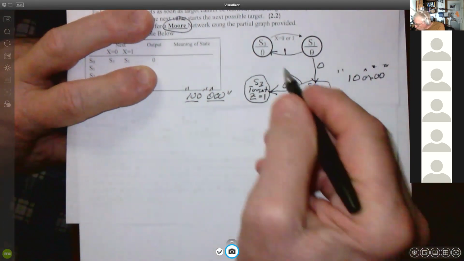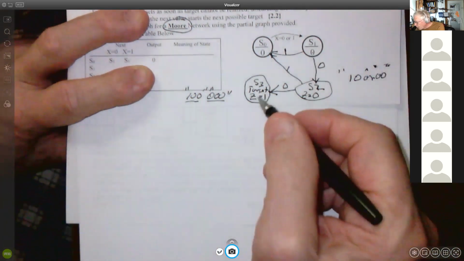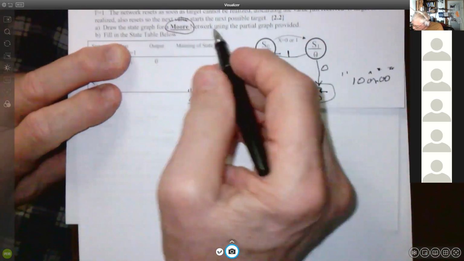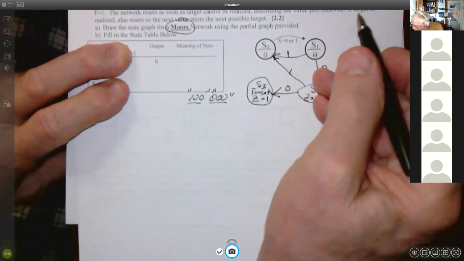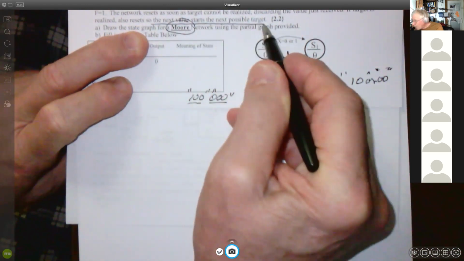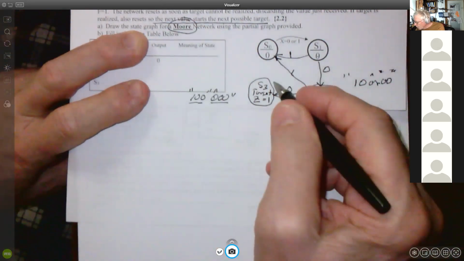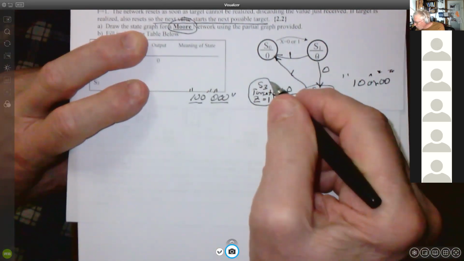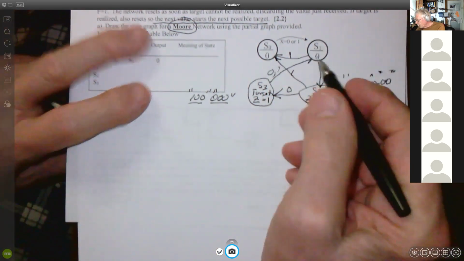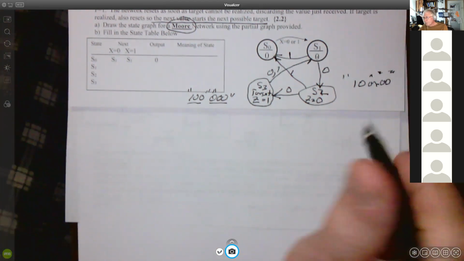Now, if in S2 we get a 1, we're going up here because we can't get a target. Now in S3, it said if the target is realized, it also resets. So the next value starts the next possible target. Okay, so from S3, whatever we get, we want to go over here to S0 on a 0 or a 1, because that'll be our first item of the next possible target.